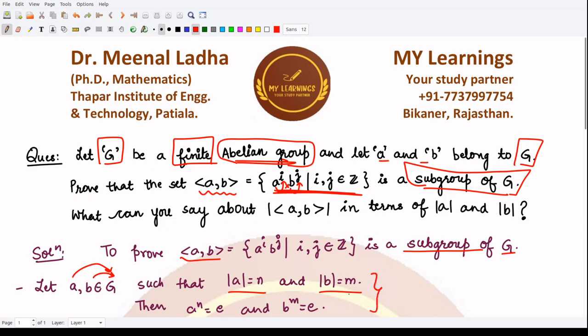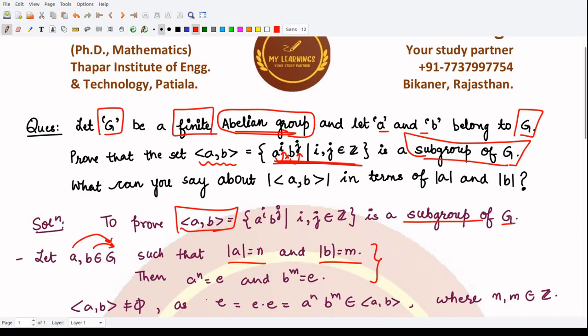Now in order to prove this to be a subgroup, we first of all show it is non-empty. Why? Because it surely contains the identity element within it. Why? Because you can write the identity element as E into E, correct? Now because A raised to power N is E, you can write the first E as A raised to power N and the second E as B raised to power M. So you have written E in this form, A raised to power N, B raised to power M, which is a member of this subset generated by AB, correct? So therefore, it at least contains the identity element within it. Therefore, it is non-empty, correct? This proves our first point.